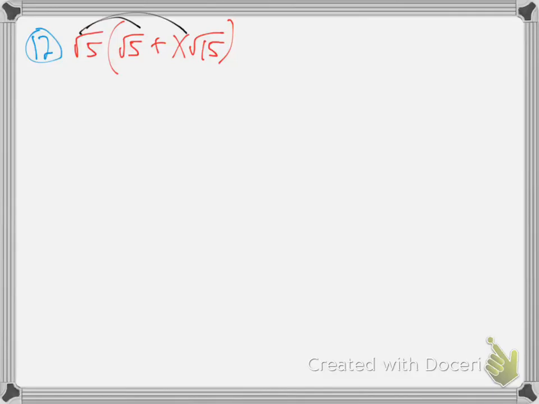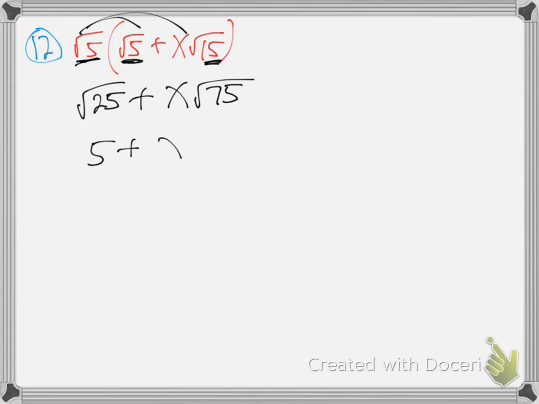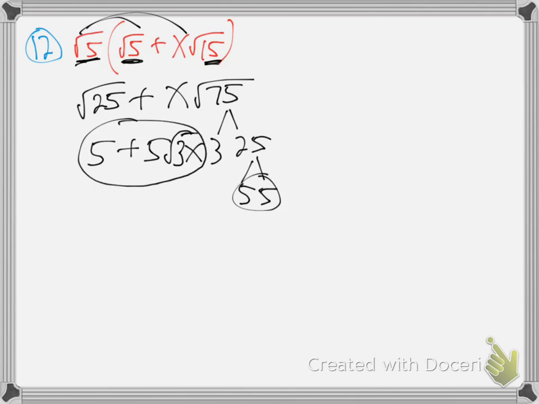So this thing's going to distribute. Root 5, root 5. So what is that? Well, that's root 25 plus, and then x, 5 times 15 is 75. So the insiders multiply the insiders, and then you simplify. The root 25 is 5. And then the 75, you can break that down. That's 3 times 5 times 5. So those two 5s send out a 5, and 3 is left inside the root. Does that make sense?